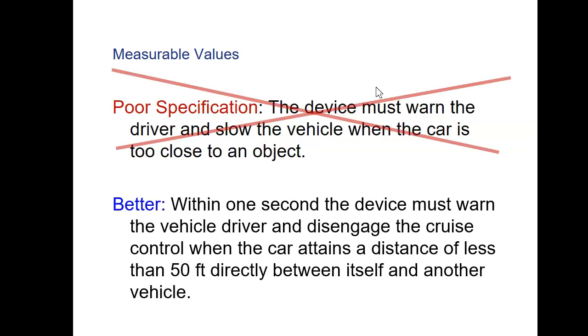Within 1 second, the device must warn the vehicle driver and disengage the cruise control when the car attains a distance of less than 50 feet directly between itself and another vehicle. So now we have very, very specific things we can test and measure.